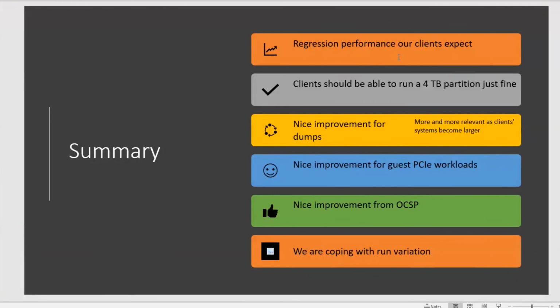This is the summary, the bullets. The regression performance on the first quarter stack is fine. I didn't see anything wrong with it. You should be able to use a 4 terabyte partition. I think it's going to scale okay for you. The dumps, we got nice improvement in the IO time there. I think you'll be pleased with that if you end up having to collect dumps.